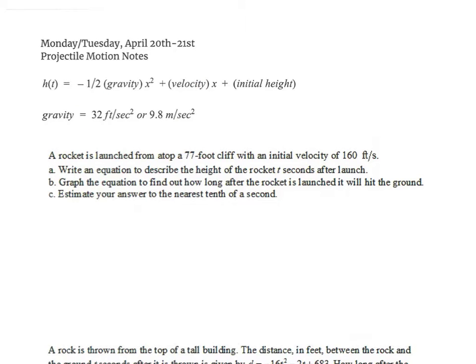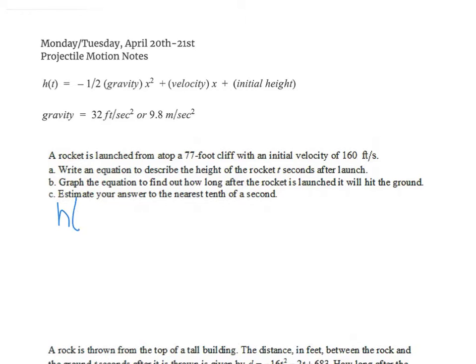On the first problem, a rocket is launched from atop a 77-foot cliff. 77-foot cliff is the initial height, with an initial velocity of 160 feet per second. 160 right here times x. Now, if this is talking about feet, we need to use the gravity 32 for feet. -1/2 times 32 gives us -16 x squared plus 160x plus 77. That'll be our equation to write.